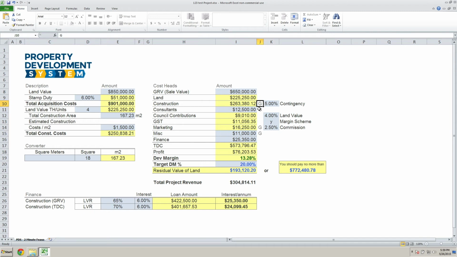Everything you see that says G against construction, consultants, marketing, miscellaneous, that's because these are the expenses that include GST. So any GST that you spend on them, on construction, on consultants, in a property development balance sheet, when you do your BAS for your development entity, you are allowed to claim these input tax credits. You can get them back.